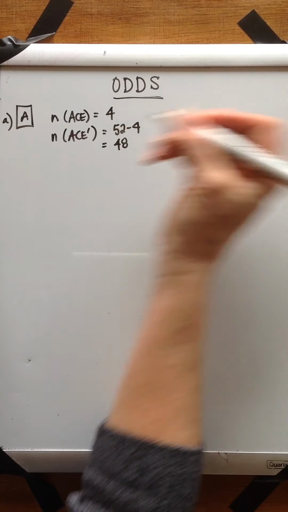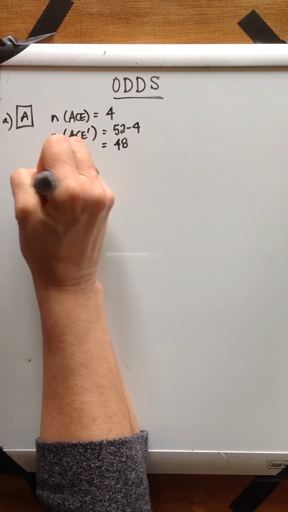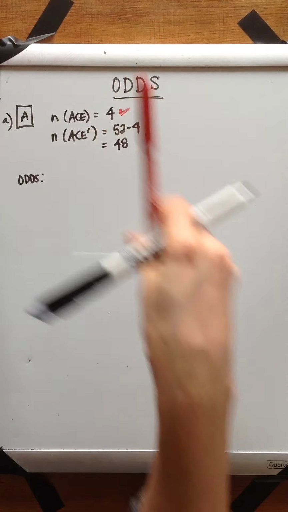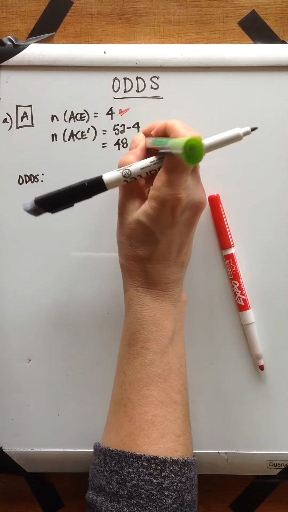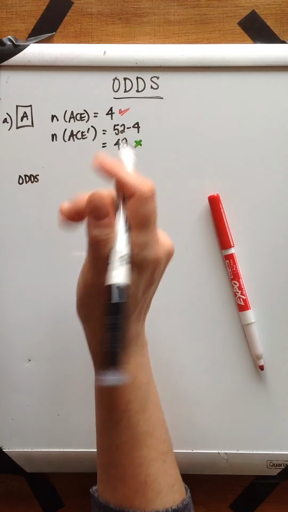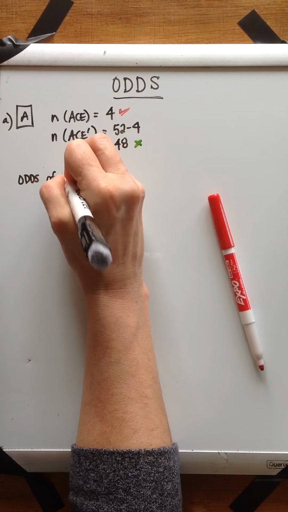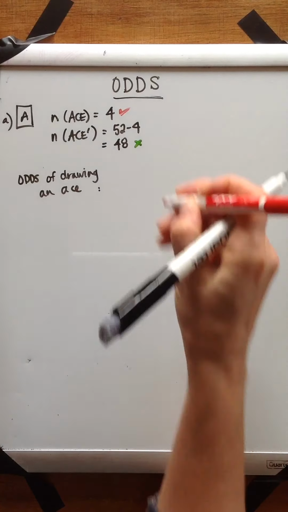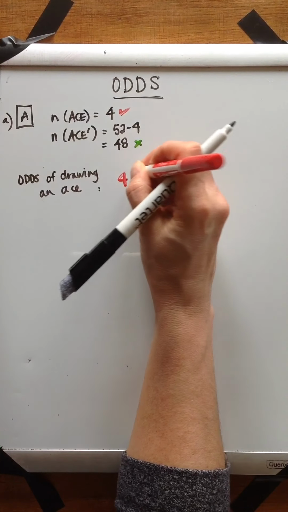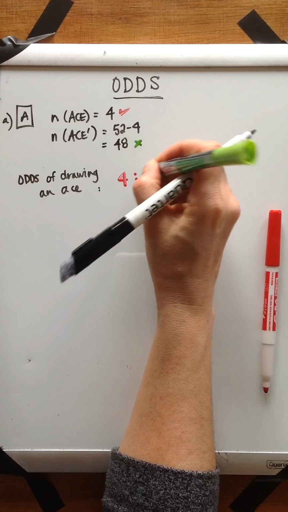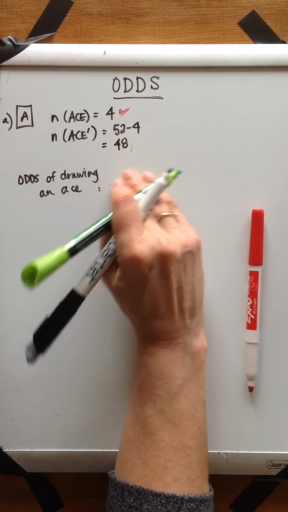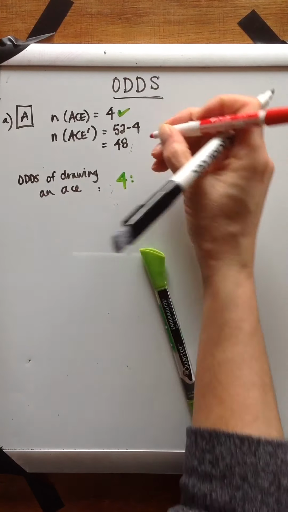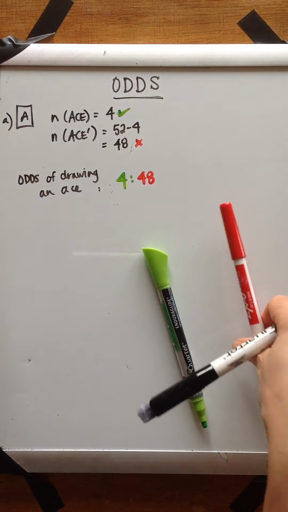So if you want to express this as odds, don't forget that you're going to communicate the number of times that it can happen versus the number of times that it cannot. Okay, so the odds of drawing an ace are 4 to 48. Oops, I've got this backwards, sorry. Green and red should be the other way around, my bad. Here's green, here's red. There we go.